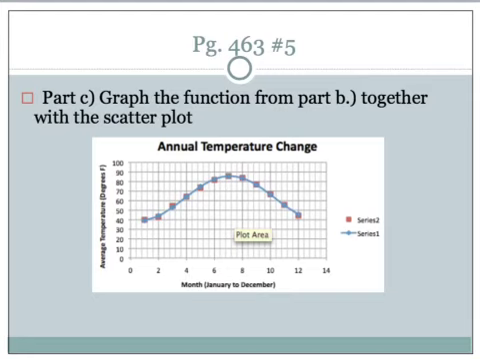Part C of our equation was to graph the function from Part B together with the scatter plot. We graphed our scatter plot along with the equation y equals 23.44 cosine times 0.481 times x minus 7.101 plus 62.235. The blue line represents our regression line.